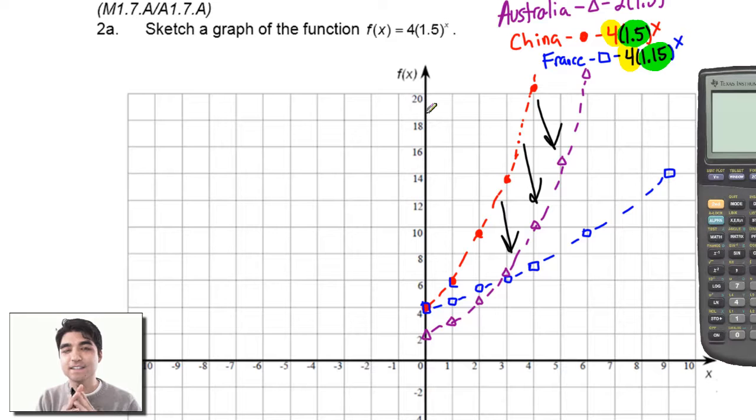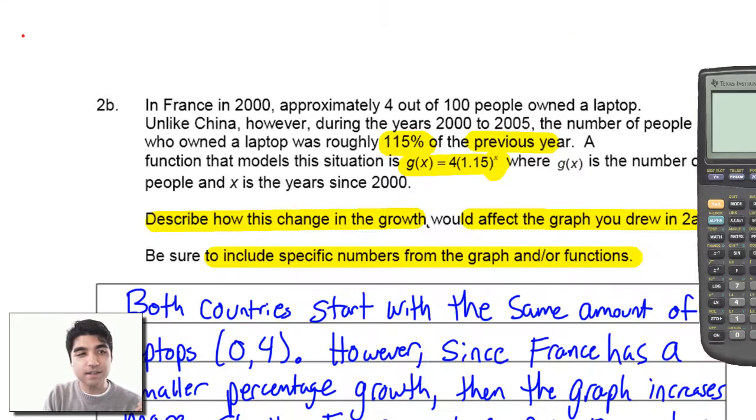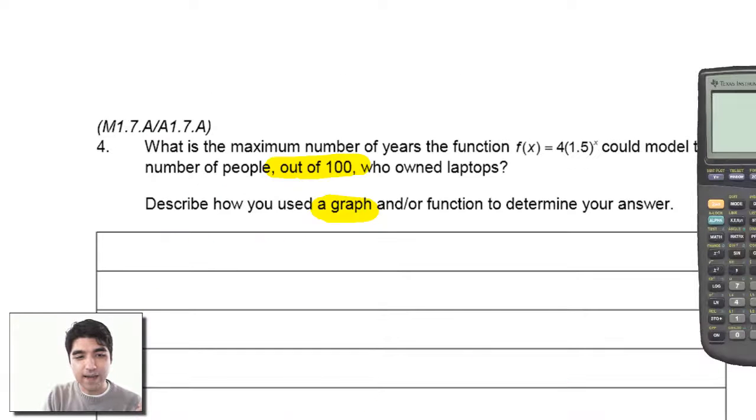but basically the idea is, okay, listen to this, is that when you exceed 100, then your function doesn't work anymore, because you can't have like 126 people out of 100. That doesn't make sense. So the highest you can get is 100 out of 100 people own laptops, and that's when your function stops. So we need to find out when that happens.